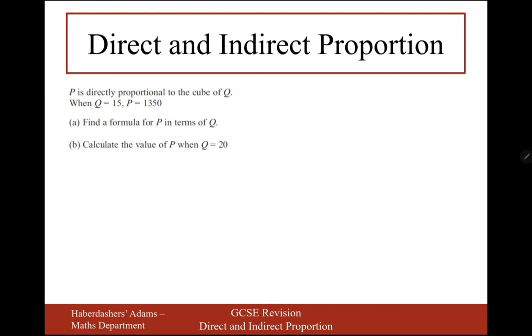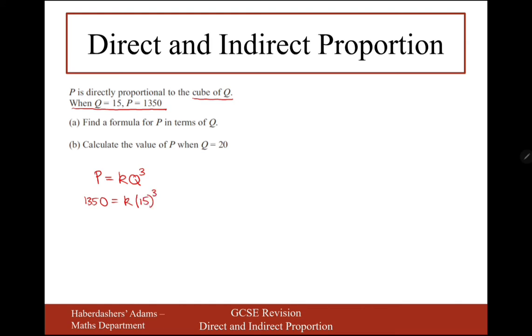Okay, let's get started here. So P is directly proportional to the cube of Q. That's actually the same formula that we had in the last question. P equals k for the scale factor of proportion, cube of Q. So it's going to be Q cubed. And then again, it gives us some information to work out what the scale factor is. P is 1350 when Q is 15, so 1350 equals k times 15 cubed.